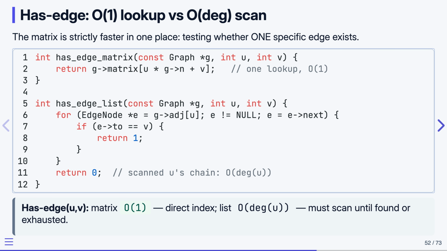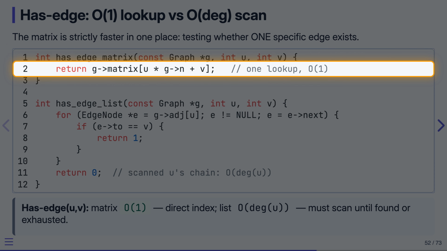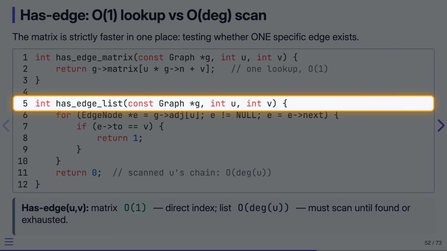The matrix wins clearly in one place, testing whether one specific edge exists. Has edge matrix takes the graph and 2 vertices, U and V. It just returns the cell G->matrix at U times G->n plus V, a direct lookup, big O of 1. Has edge list does the same job on the chain.